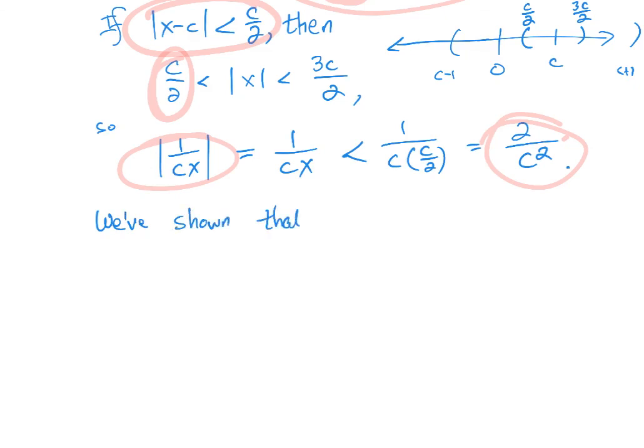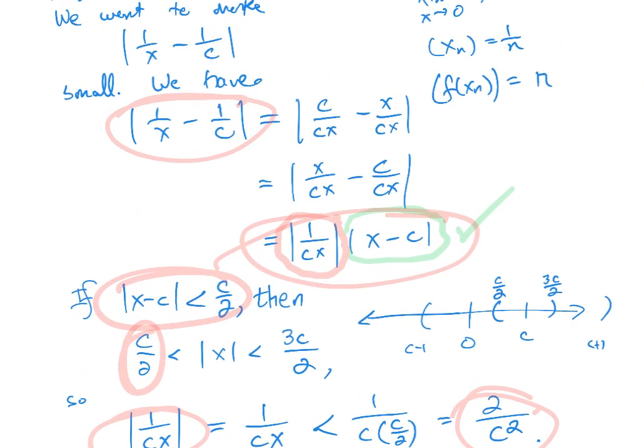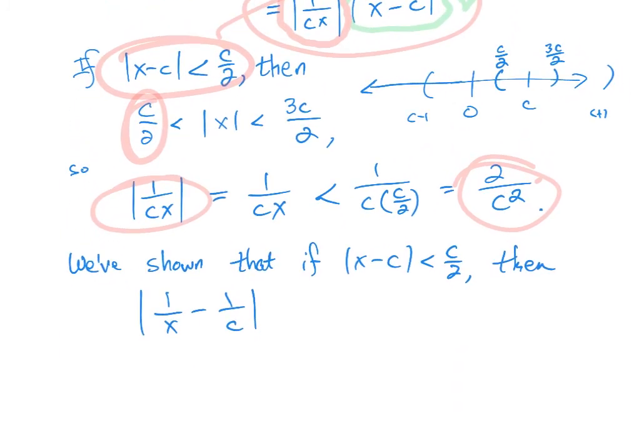that if x is within c over 2 of c, then the thing we're interested in, which is equal to, I'll add this step in the middle here, is less than 2 over c squared times the distance between x and c.